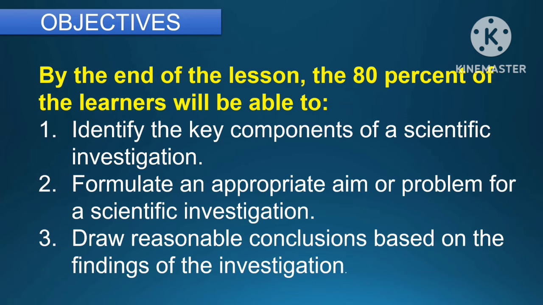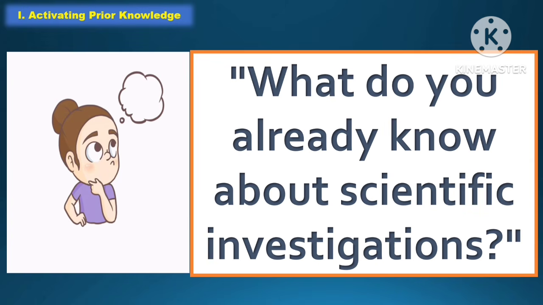For the objectives, by the end of the lesson, 80% of the learners will be able to, first, identify the key components of a scientific investigation. The second one is to formulate an appropriate aim or problem for a scientific investigation. And the last one is to draw reasonable conclusions based on the findings of the investigation.